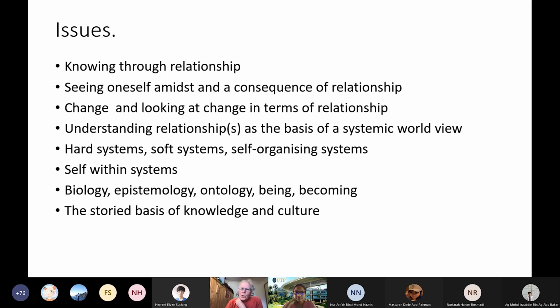change and looking at change in terms of relationship, understanding relationships based on a systemic worldview, understanding different sorts of systems, looking at self within systems, understanding the interaction between biology and epistemology or ontology, understanding ourselves as being or becoming, constantly becoming, and understanding the storied base of knowledge and culture. So there's so much here that we could expand upon.